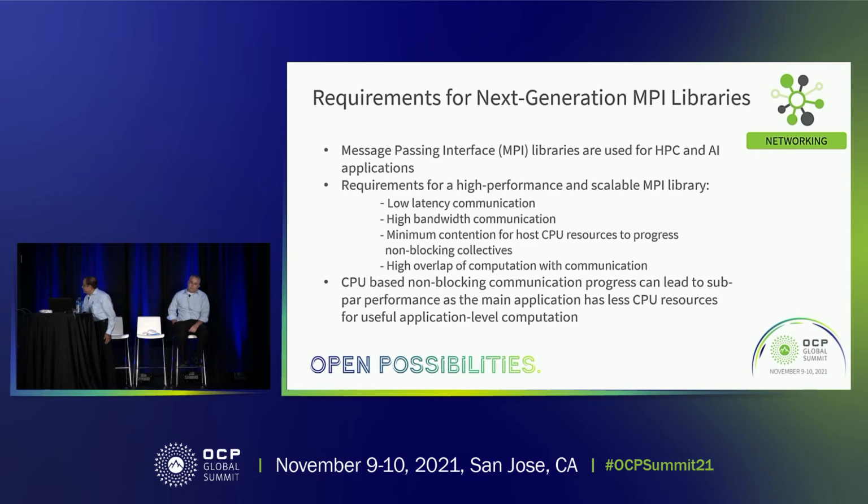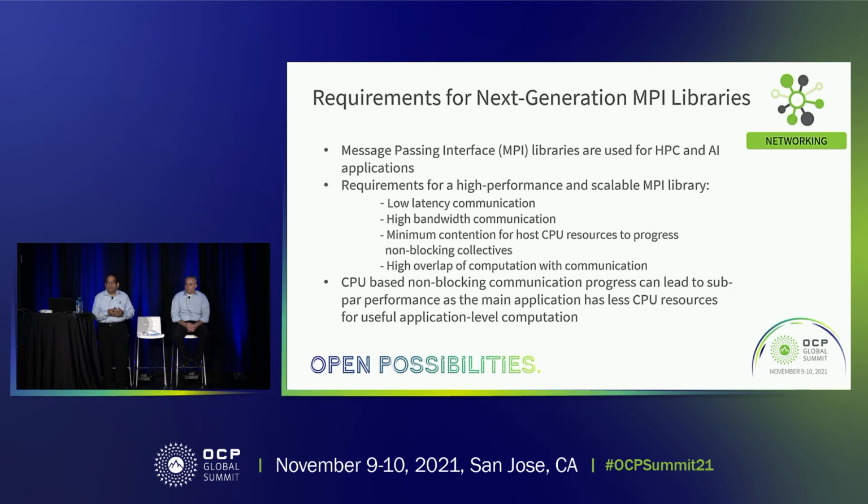As Gilad indicated, this is the very first initial piece of work we have done, but there are a lot of opportunities here depending on how much can be offloaded to the DPU. Here I'll be especially focusing on the MPI libraries. MPI is very widely used, not only for scientific computing, but these days also for AI, like deep learning and machine learning. If you want the best performance, you want low latency communication, high bandwidth communication, and especially minimum contention for host CPU resources to progress what are called non-blocking collectives.